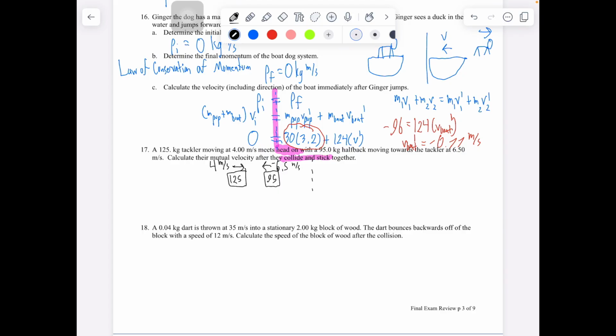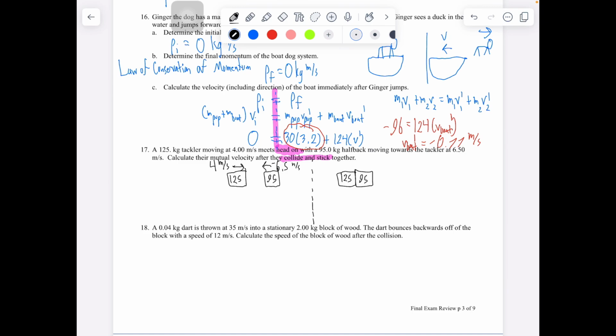Now, what does this look like after our collision? We've drawn a picture for before. Let's draw a picture for after. They collide, they stick together. So that means we have our 125-kilogram tackler and our 95-kilogram halfback. They stick together. We don't know what direction they're going to move in, but we know they stick together. What does this let us do?